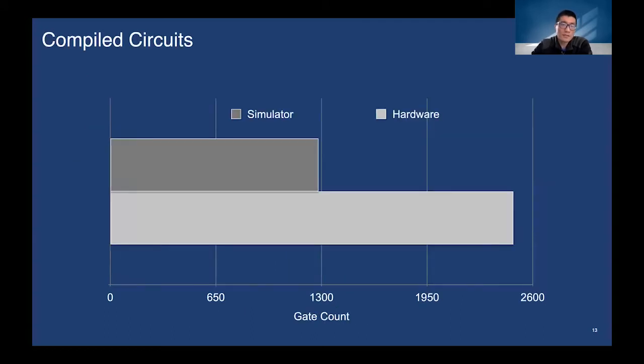So let's take a closer look at things to see where the problems might be. Here I'm looking at the compiled circuit right before the execution, for the different backends. As you can see, the compiled circuit for the simulator consists of about 1,200 quantum gates, whereas for the hardware execution, the compiled quantum circuit gate count is about double that.